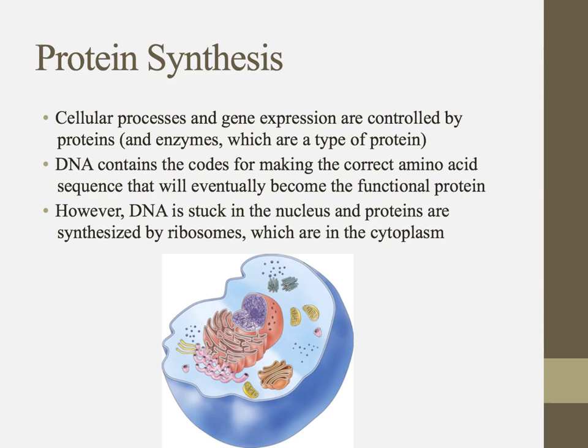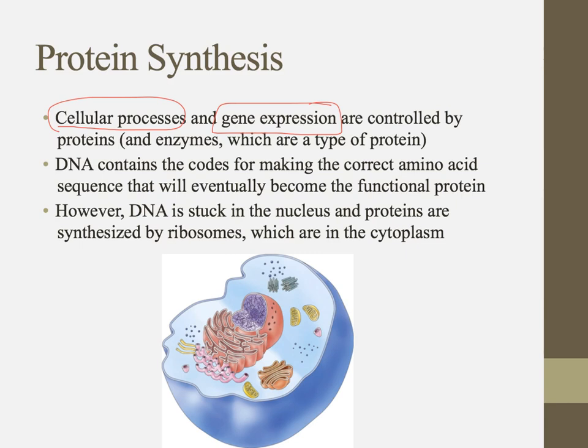Okay, so who gives a crap about making proteins? Well, proteins actually control all of our cellular processes. So they can act as enzymes, they can be structural, they can help with materials moving in and out of cells, and they're also highly involved in gene expression. So when I say gene expression, I mean expression of a certain trait, or what makes liver cells different from kidney cells. They express different traits because they make different proteins.